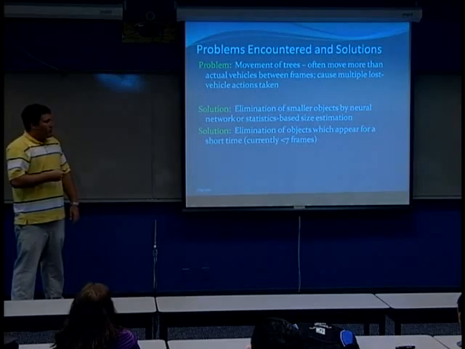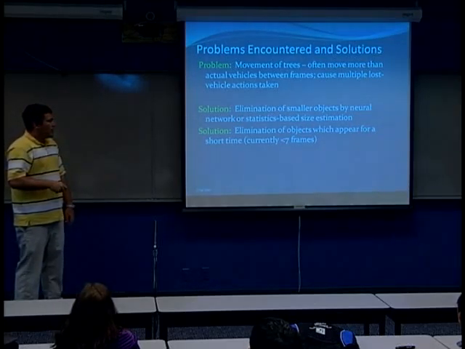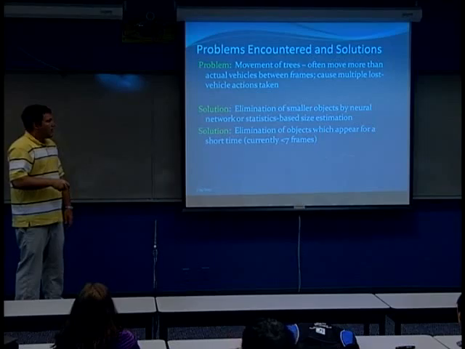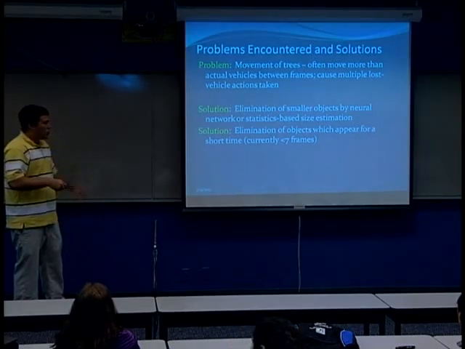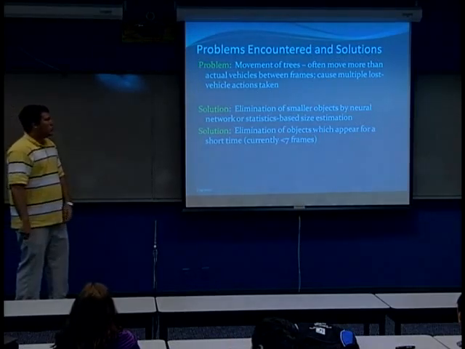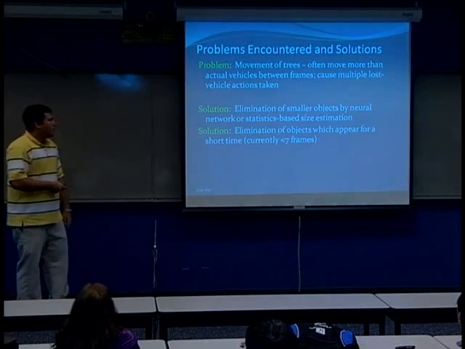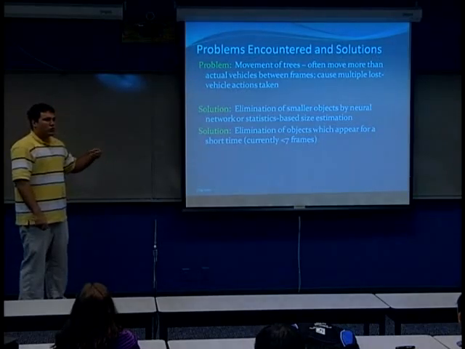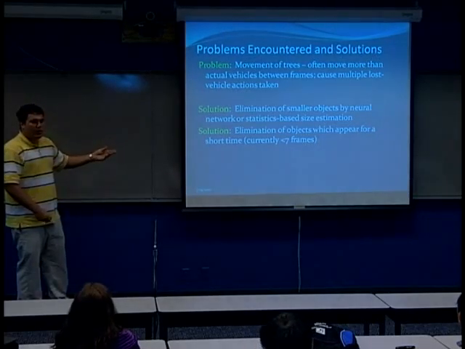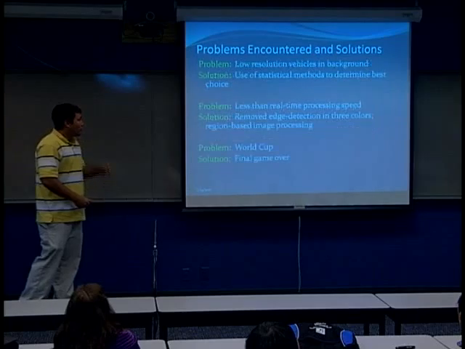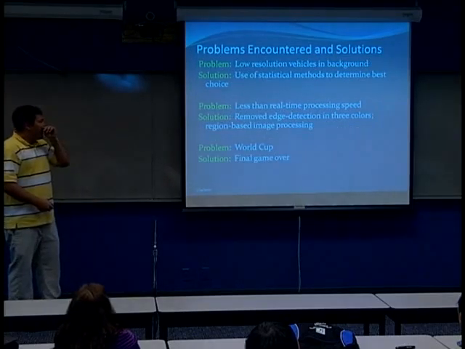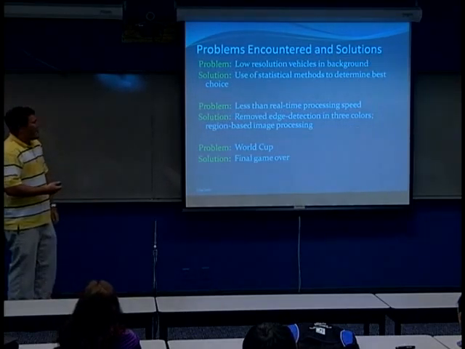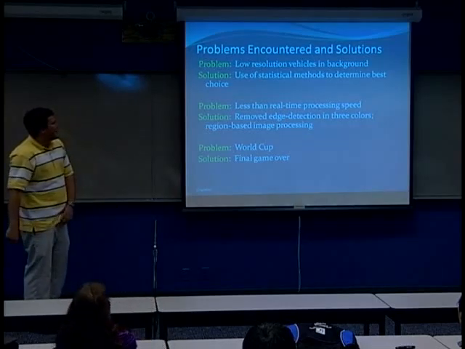eliminated the smaller objects by using the neural network, by deciding that something over here should be at least 40 pixels wide, so the little trees moving just a little bit wouldn't show up. And then also we eliminated objects that appeared for only a short time, because a lot of times it would just happen for a frame or two and then disappear. So that worked. We had many other problems too.